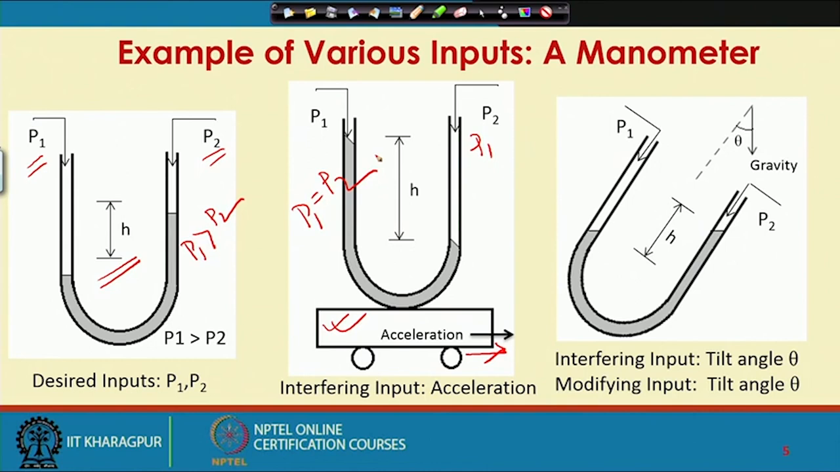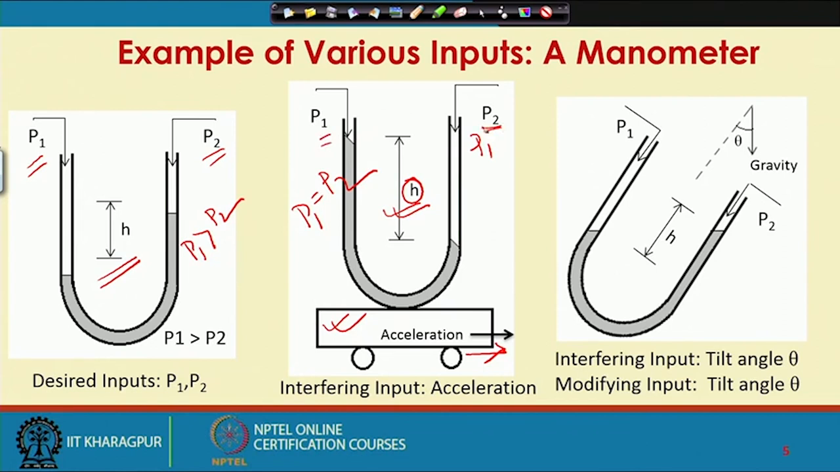Then under stationary condition, H should be 0. In other words, the level of the mercury in both the limbs should be same. But a simple analysis will tell you that if you place this manometer on a vehicle which is moving with an acceleration, there will be a non-zero H even if the pressure sources are same.